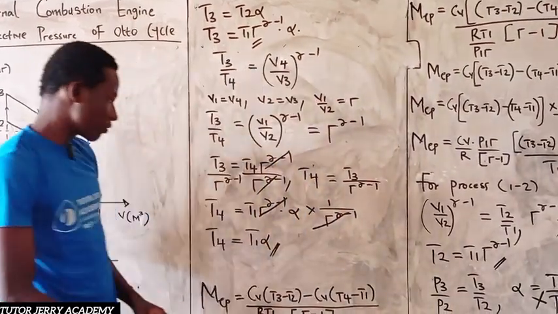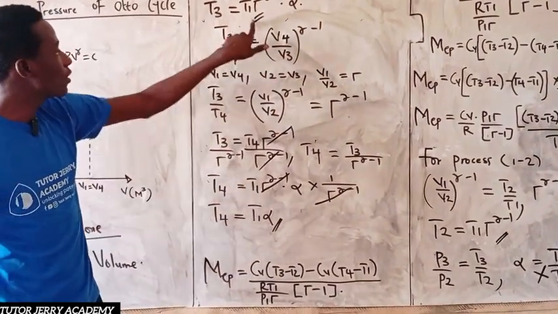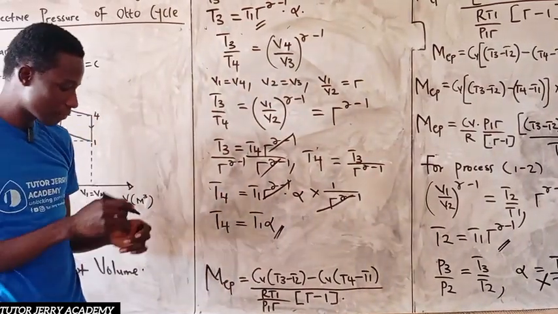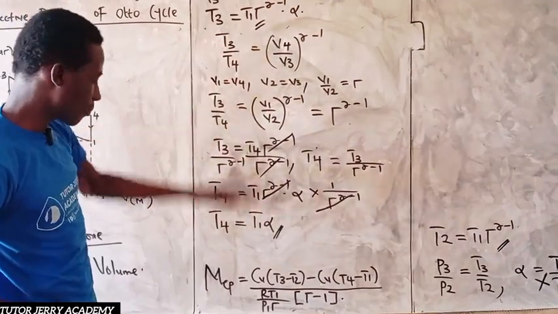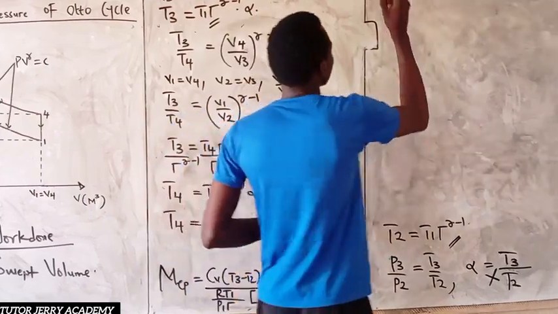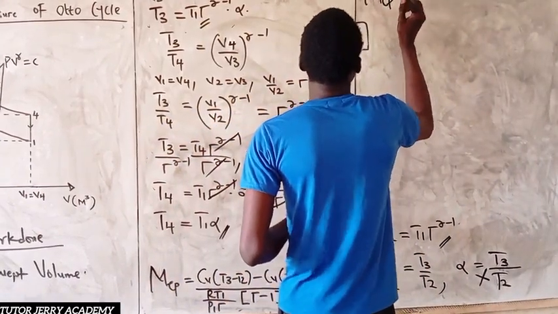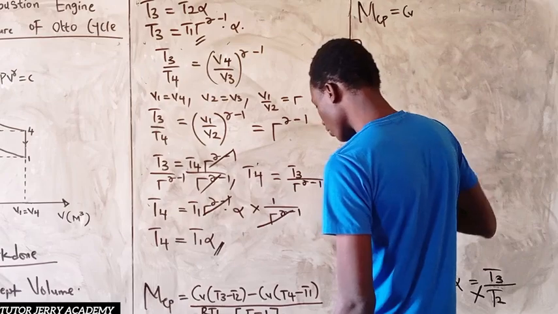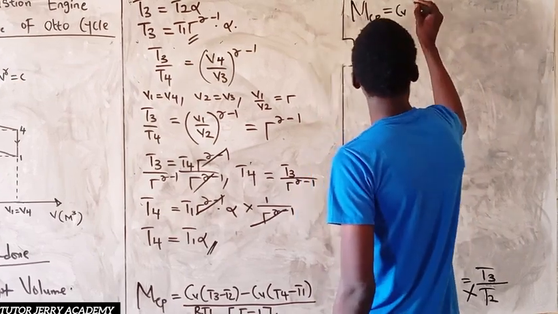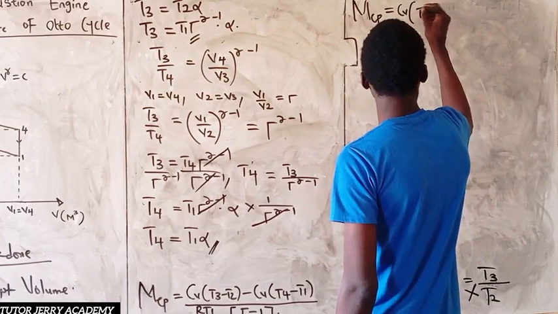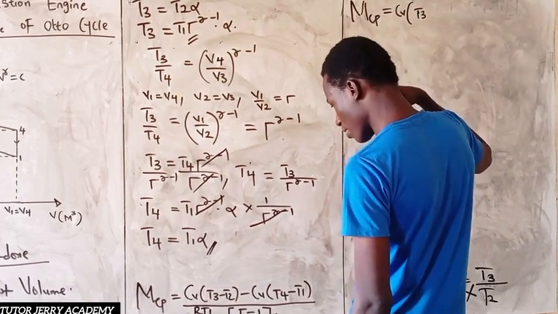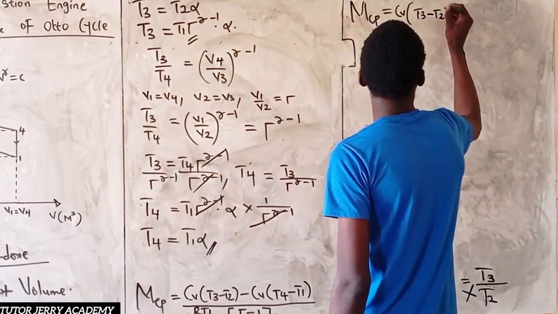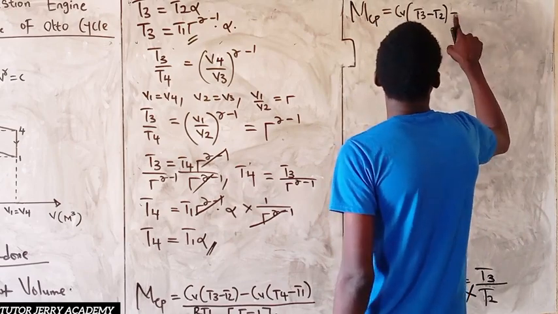So this is my value for T4, this is my value for T3, and this is my value for T2. So I will be substituting the value for T4, the value for T3, and the value for T2 into this equation. So let's do that. Substituting our values for temperature in this equation, I have my mean effective pressure equal to CV into T3 minus T2 minus CV.